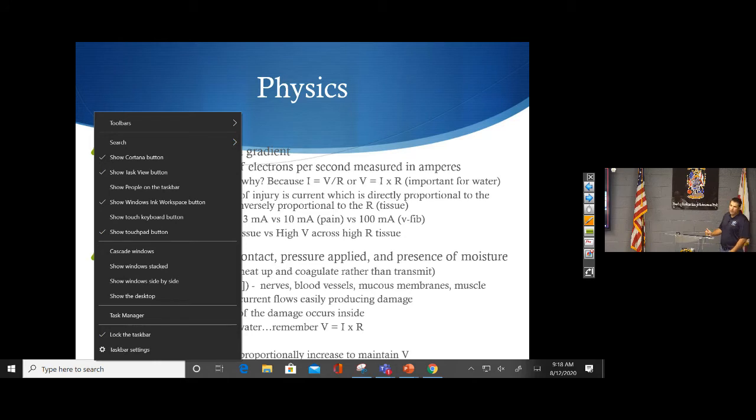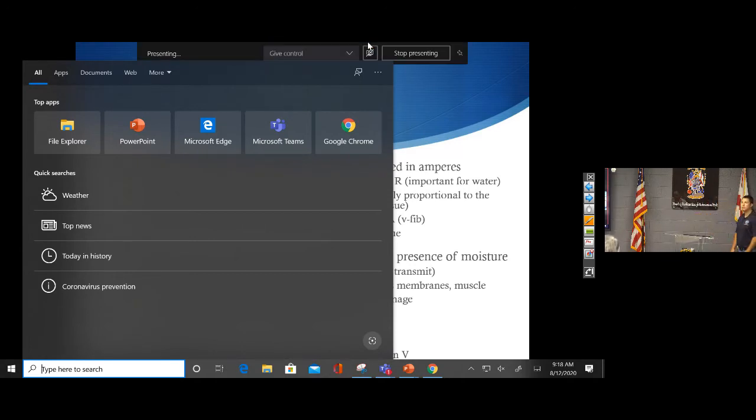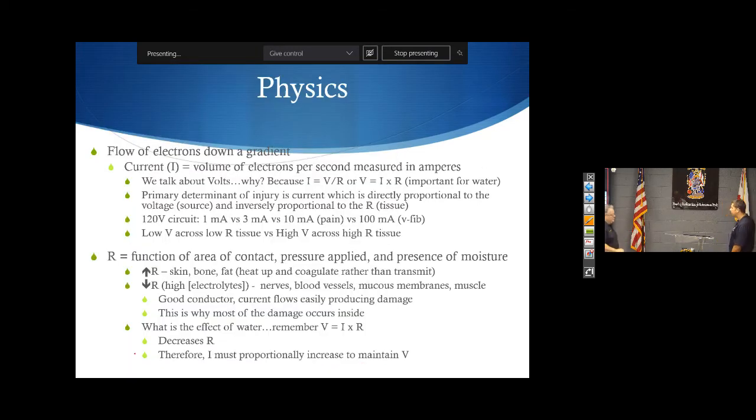So essentially, once you get inside those tissues that have lower resistance, I'm not touching anything, so I'm not sure if that's me doing that or... Okay, no worries. There it went. Okay.